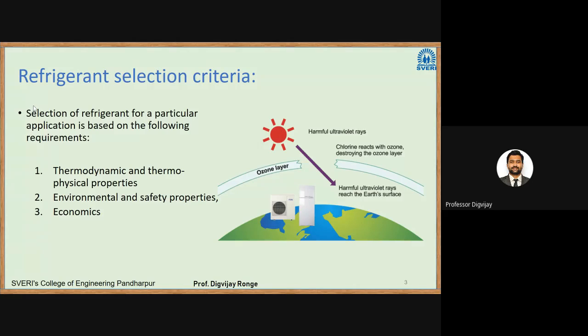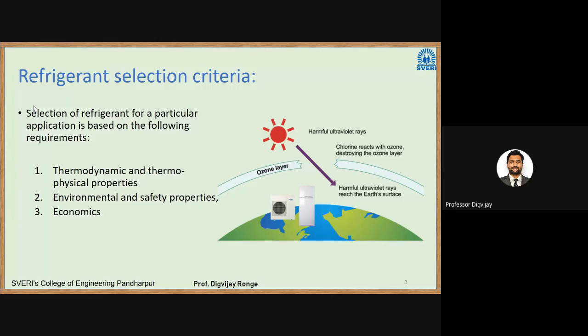Global warming, greenhouse gases, and then we'll see other properties. Okay. So what is the refrigerant selection criteria? Selection of refrigerant for a particular application is based on following requirements. So we are going to study three criteria in the selection of refrigerant.